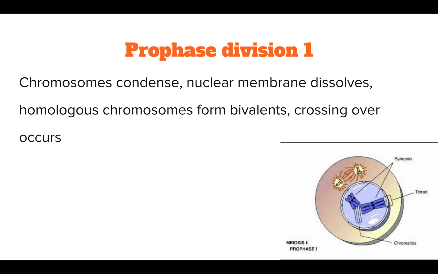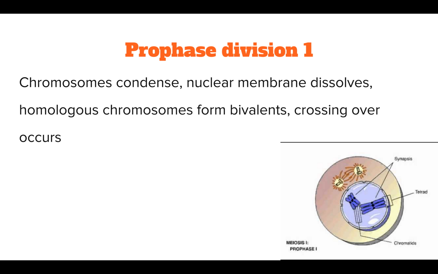Okay, so the first stage of meiosis is prophase 1. This is where chromosomes are condensed, the nuclear membrane dissolves, and homologous chromosomes form bivalents, the two homologous chromosomes.